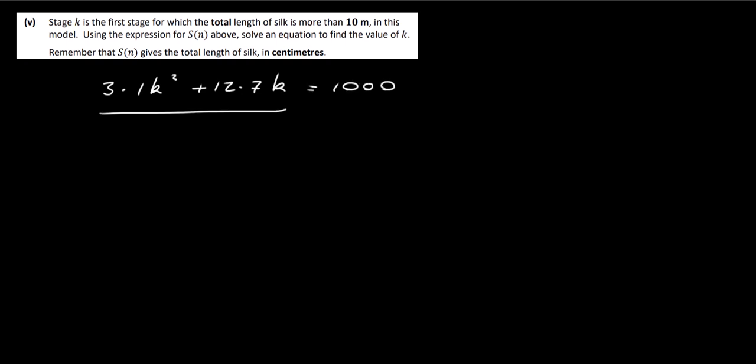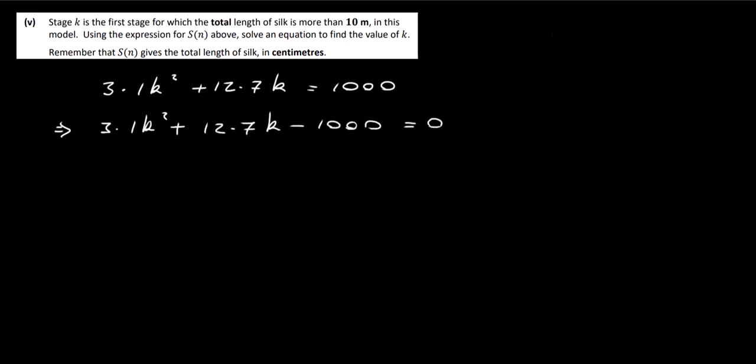This here is the total length of silk required to make stage K of the web. And I'm going to let it equal 1000, or 10 meters, first of all. So we've just got to solve this. Let's bring that 1000 over to the other side first. So it's 3.1 K squared plus 12.7 K minus 1000 equals 0.